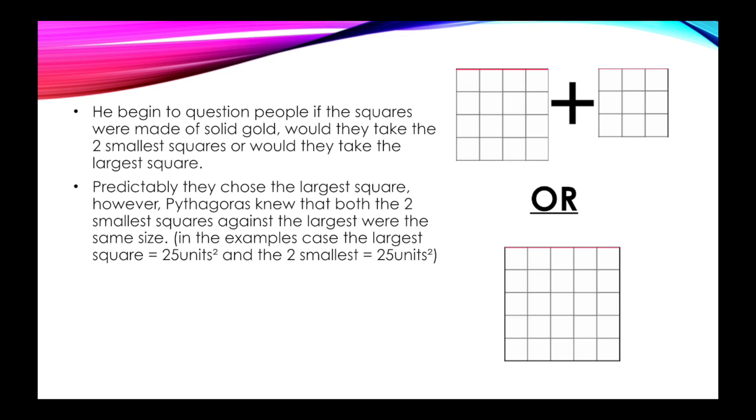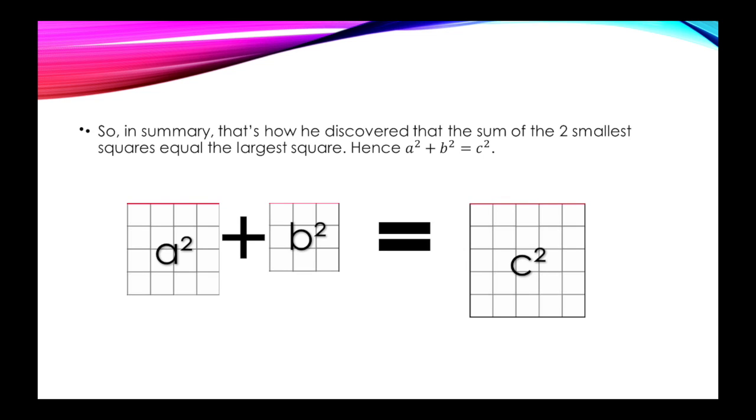Predictably, they chose the larger square. However, Pythagoras knew that the two smaller squares together were always the same size as the largest. As you can see in the example, the largest square is 25 units, and the two smaller ones together are 25 units also. So, in summary, that's how he discovered that the sum of the two smaller squares equals the largest, and hence the formula we have for Pythagoras is a squared plus b squared equals c squared.